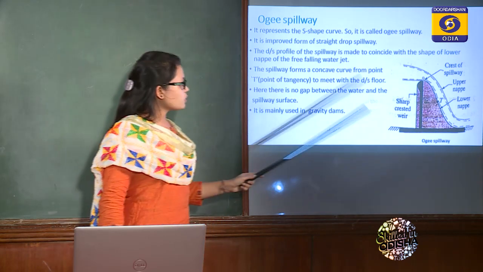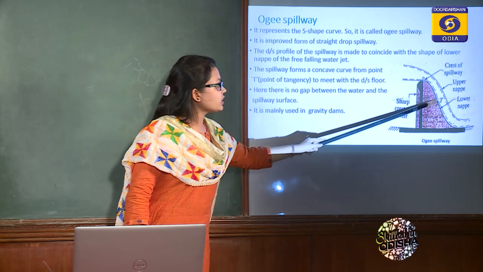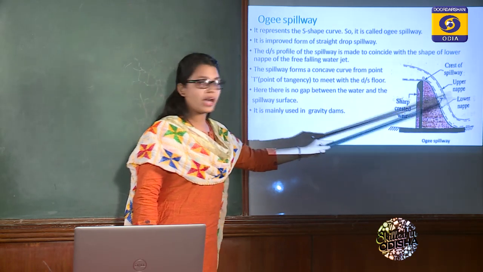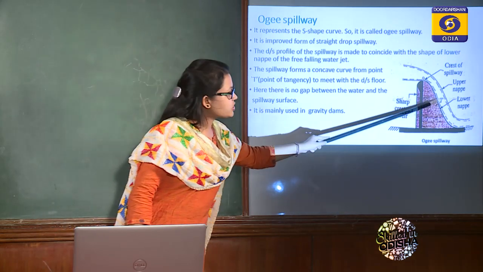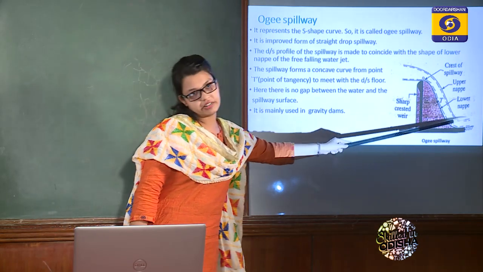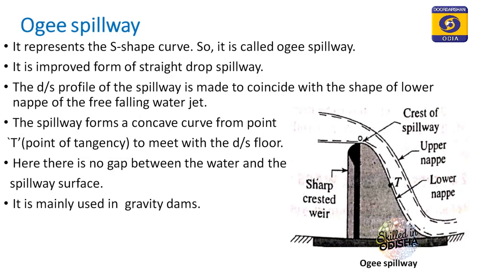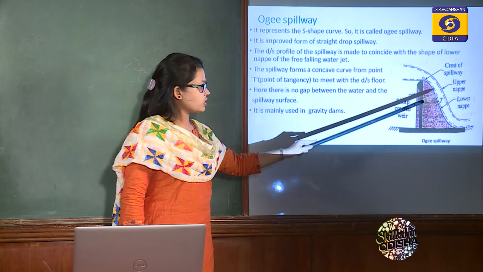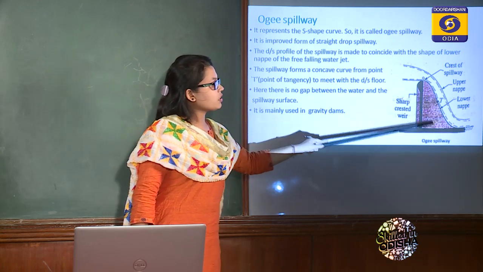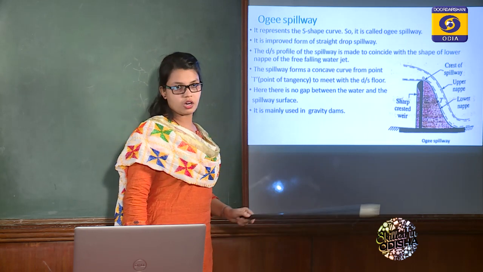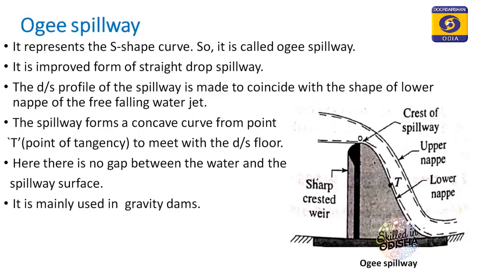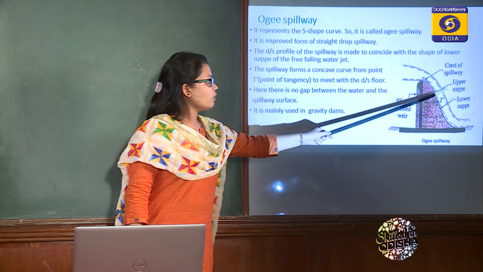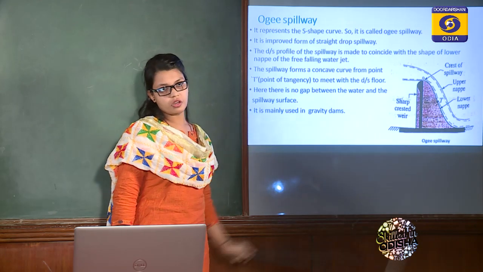Apart from that, you can also see that after point T there is a concave curve, or there is a reverse curve. Why? To direct the smooth flow of the water in the horizontal direction, so that it will reduce the impact force. So there will be no impact force on the downstream base. For this there is a reverse curve, or there is a concave curve. So there is no gap between the water and the spillway surface. You can see there is no gap between the water and the downstream face of the spillway.